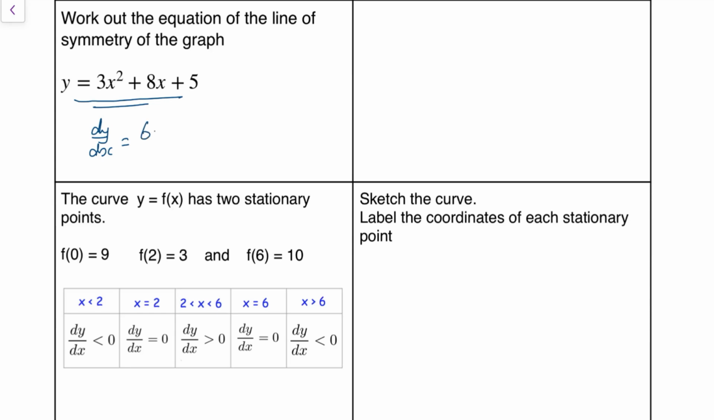So if I differentiate, that's going to be 6x plus 8. And I want this to equal 0. And that happens when x equals minus 8 over 6 or x equals minus 4 over 3, which is my turning point, where the turning point is my line of symmetry. So the answer is x equals minus 4 over 3. Not too bad, that question.